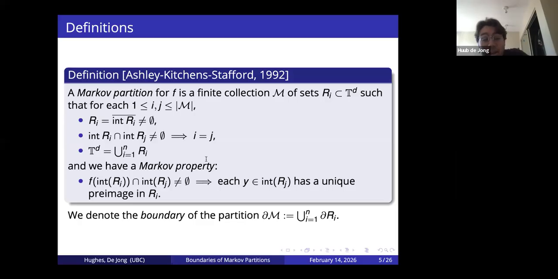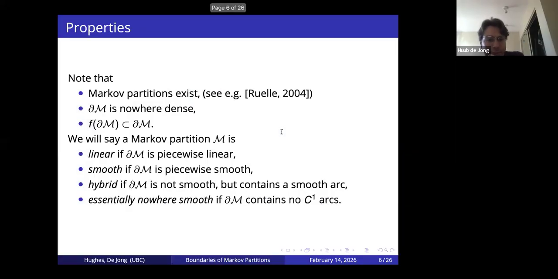And the thing we're interested in is the boundary. So this is partial M, which is the union of the boundaries of the rectangles in the partition. We saw all of this. We saw that Markov partitions exist. We saw that their boundaries are nowhere dense and that the boundary is invariant in the sense that the boundary gets mapped to the boundary.